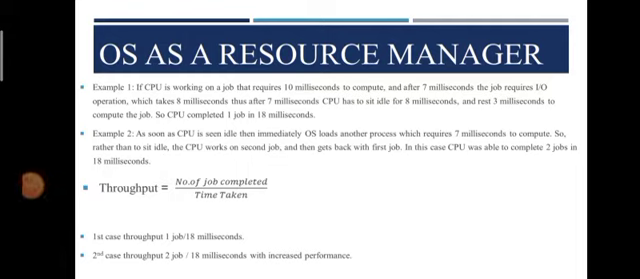Here you can see throughput equals number of jobs completed upon time taken. Throughput is nothing but your computer's efficiency. Computer's efficiency means how many jobs are completed in the given time. In the first case, throughput is one job in 18 milliseconds, which is not a good thing. In the second case, throughput is two jobs per 18 milliseconds. So compared to the first one, it is good.